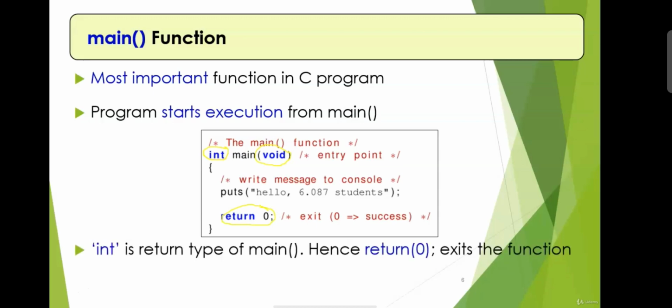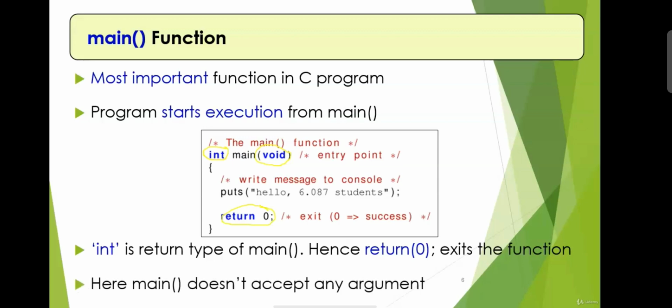Integer is the default return type of the function, and when we are using integer as a return type, the function has to return some integer value. In the above case, the main function is not accepting any argument. However, there are certain arguments that we can pass to the main function. In later sections, we'll discuss how to pass arguments to the main function in detail.